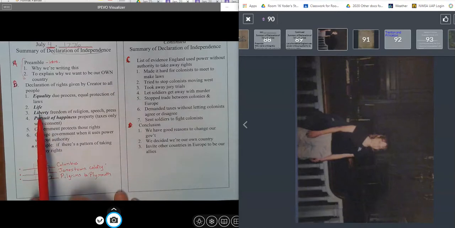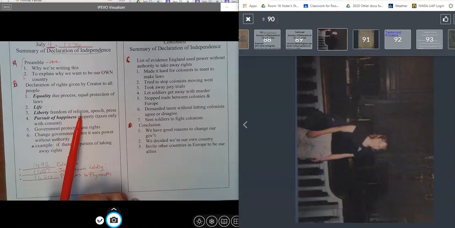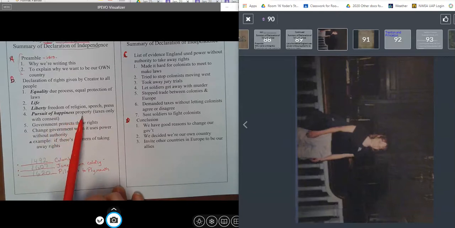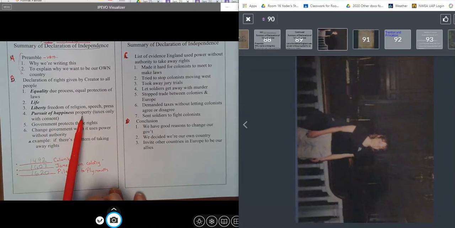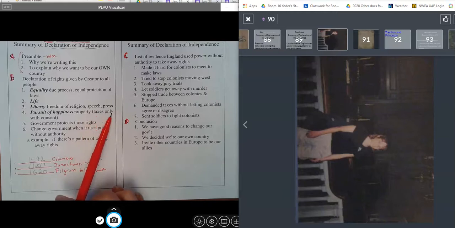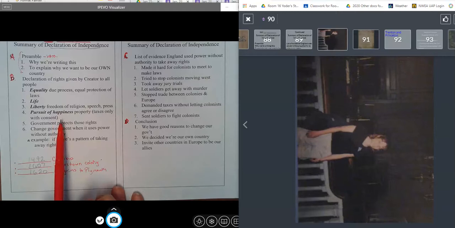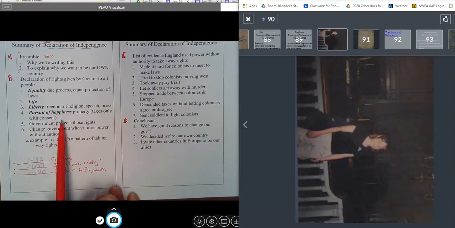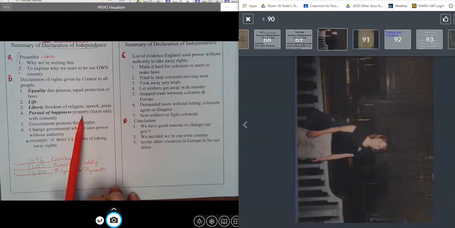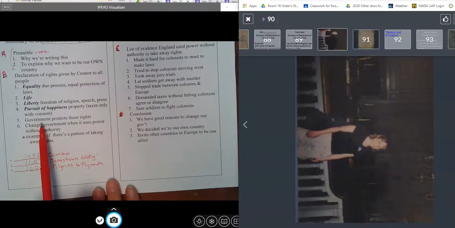The importance of liberty, your freedom of religion, freedom of speech, freedom of press, pursuit of happiness. By this, the founders mostly meant property, that you could only be forced to pay taxes by people that you had voted for, and that government could not just take away your property because the government thinks that is convenient. The idea that the government protects the rights of individuals.